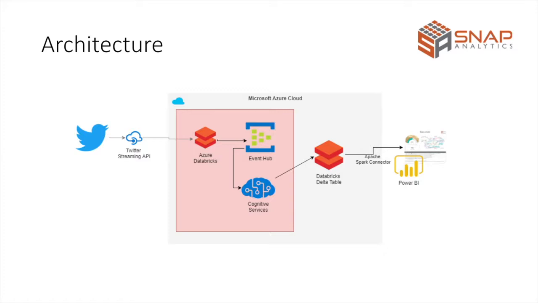So first of all, we've used the Twitter streaming API on the left-hand side there. We've called that using Azure Databricks and pushed those tweets into the Azure Event Hub. So that's just a message broker, a message service. The Event Hub can manage millions of messages a second, so it's highly scalable in terms of the architecture there. And then we've subscribed to the Event Hub to receive those messages. We've pushed them through Azure Cognitive Services to be able to apply sentiment analysis, and we've pushed that out into a Databricks Delta table.